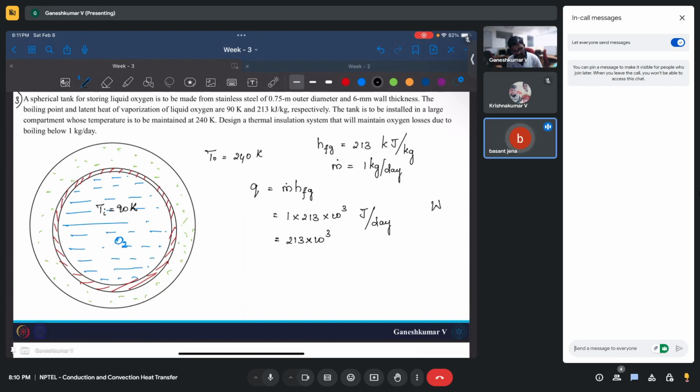Watts is joules per second, so it should be converted into seconds. A day contains 24 times 3600 seconds. So 1 divided by 24 times 3600, and then you can write this in watts. So this is the maximum amount of heat you can allow. And if this is the heat you can allow, then you just have to find the radius. Then it becomes a simple heat transfer problem. Understood?